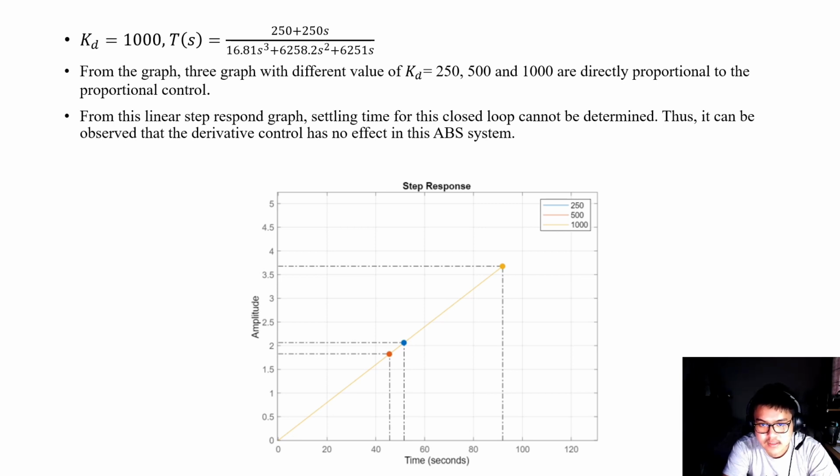That is 250, 500 and 1000, which are directly proportional to the proportional control. From this linear step response graph, the sampling time for this closed loop cannot be determined. Thus, it can be observed that the derivative control has no effect on this ABS system.